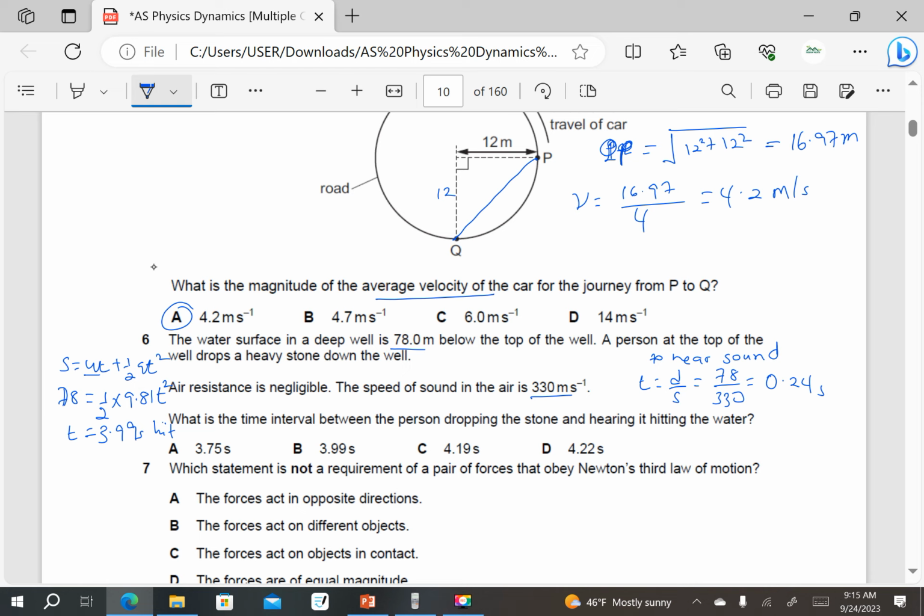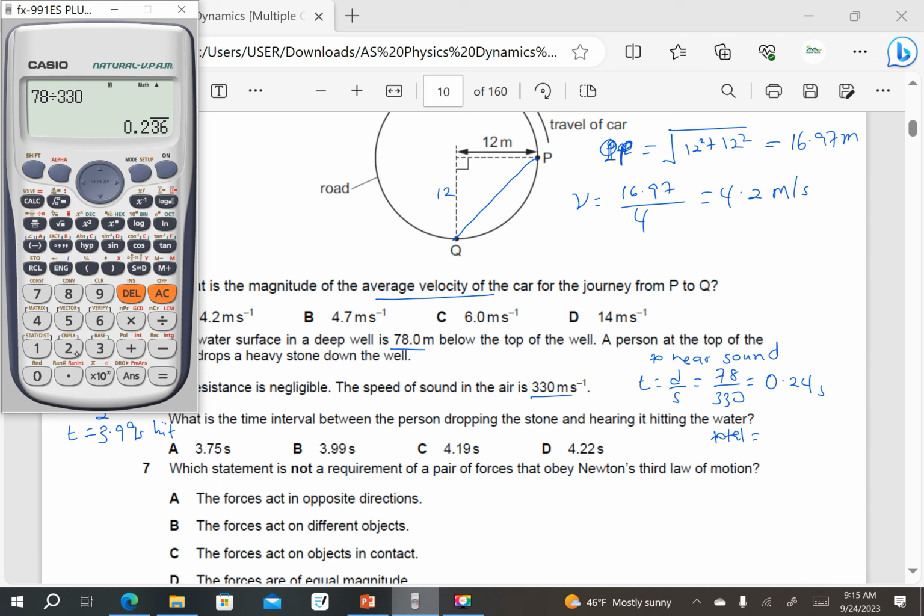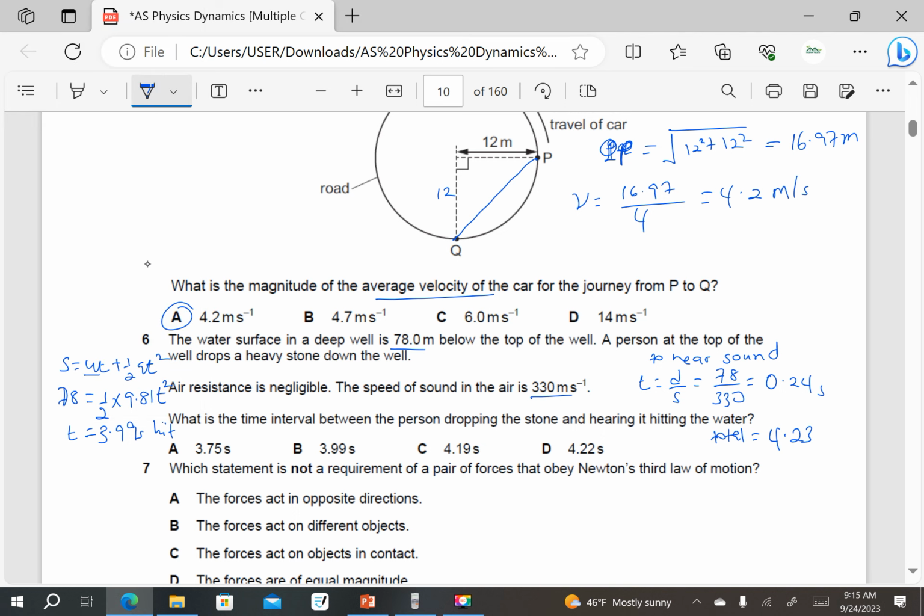So what is the total time interval? The total time interval is going to be the sum of the two values: 0.24 from the bottom to the person plus 3.99 from the top to the bottom. So the total is going to be 4.23. So this is 4.23 seconds, which means our answer is going to be D. Because of rounding off, the answer is approximately D.